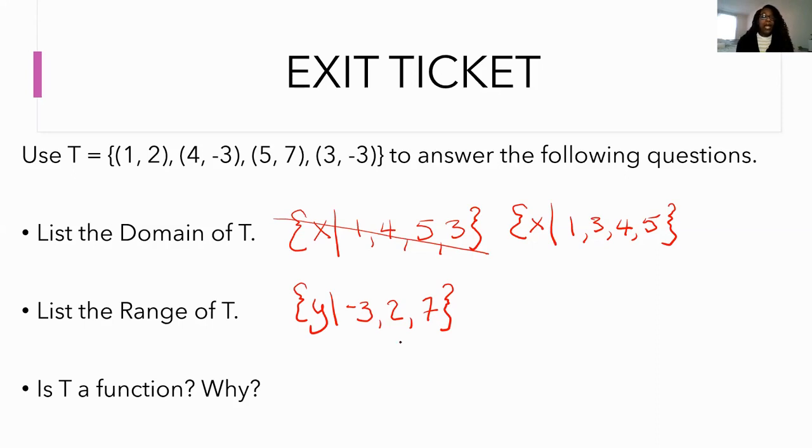Now it's asking, is T a function? How can we tell? It's a function if you have one x going with one y, a one-to-one relation. So I can look at my domain. Did any of my domain repeat? My domain did not repeat. I had a 1, a 4, a 5, and a 3, and it went for all four of my x's in my relation. So yes, this is a function because my x's did not repeat.